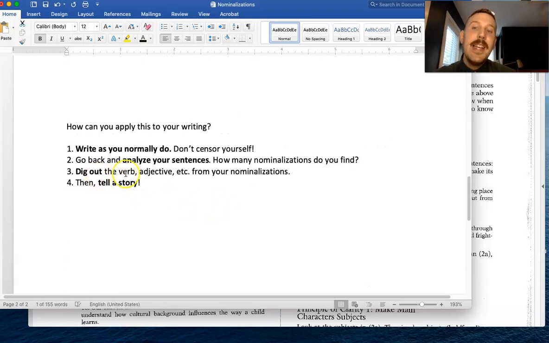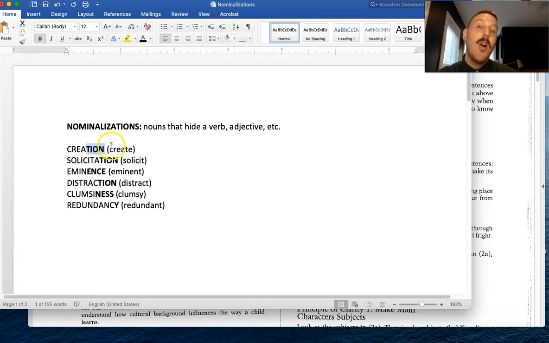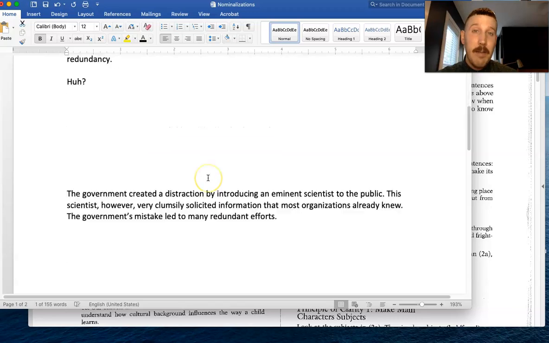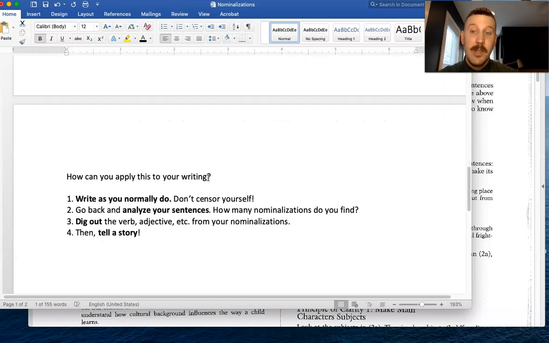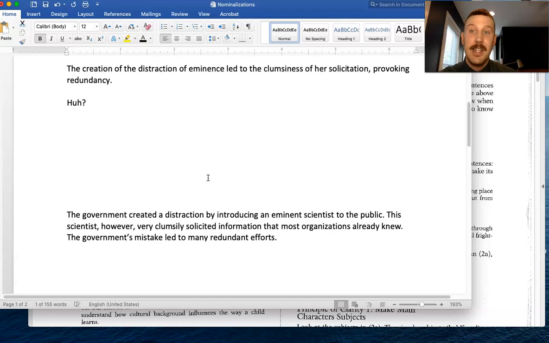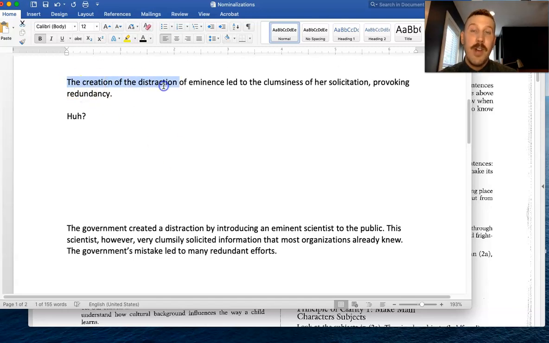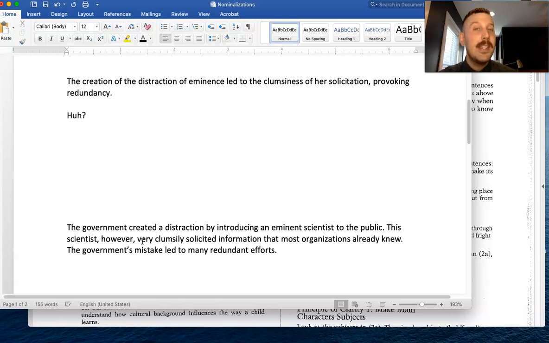Now, you want to dig out the verb or the adjective or the other word that is within your nominalizations. For example, I already dug out the words here. In creation, the verb is create. In solicitation, the word is solicit. You want to dig out the words that are buried in those nominalizations and use those verbs to tell a story, which is what I did in this sentence. Instead of the creation of the distraction, I said the government created a distraction. So now creation is a verb. It's back to doing things the way it likes to do things, and we can see something happening.